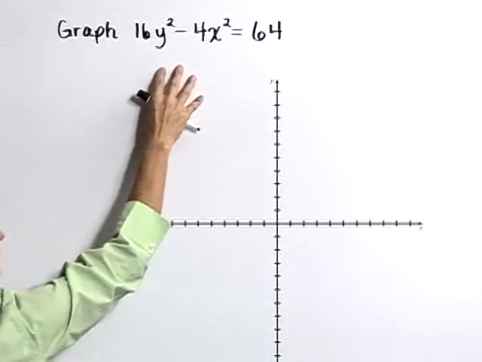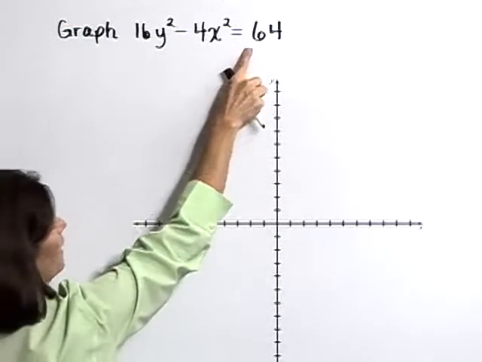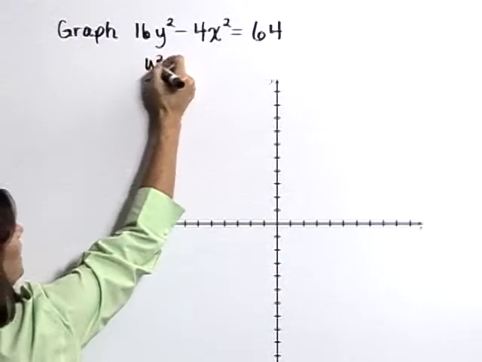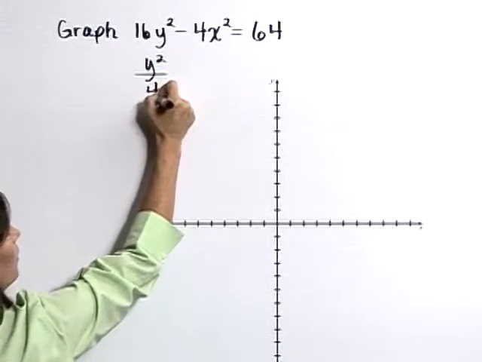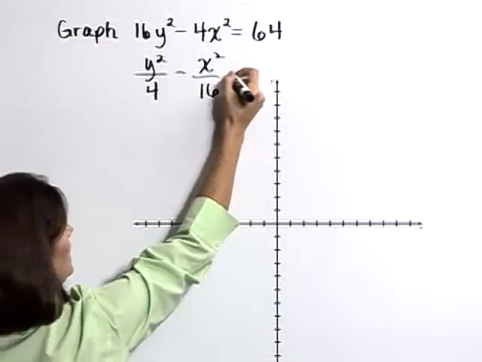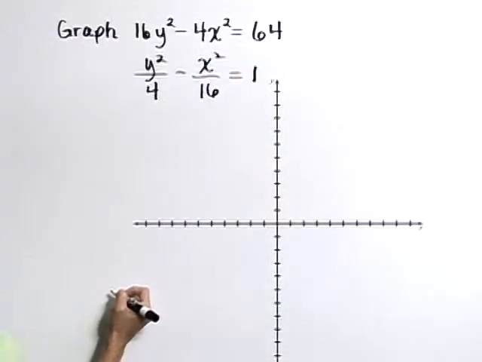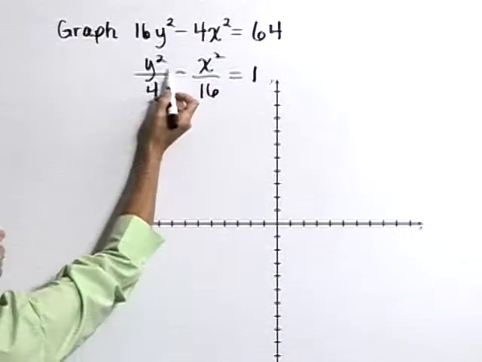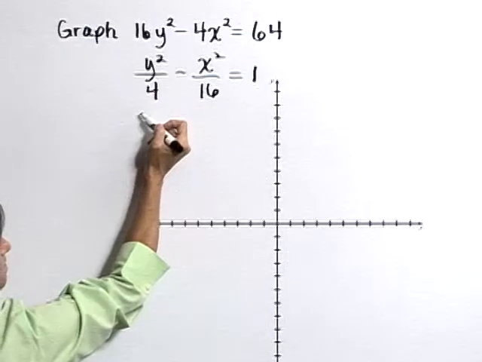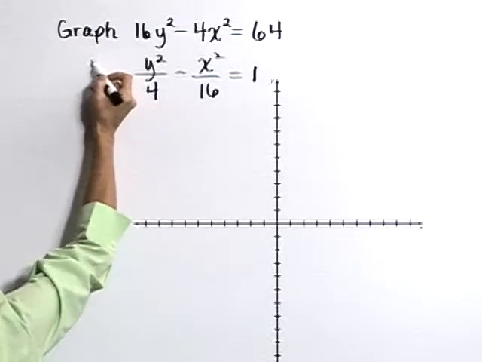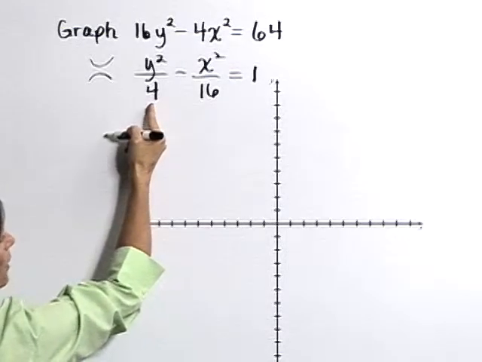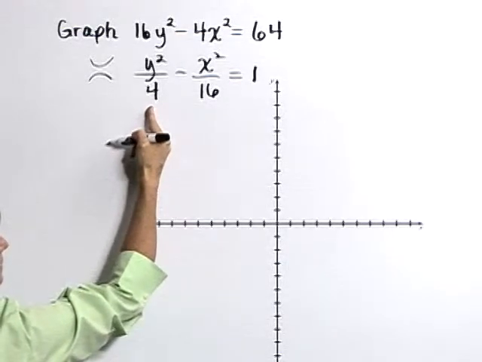Let's start by putting this hyperbola in its standard form by dividing each term by 64. Thus we'll have y squared over 4 minus x squared over 16 is equal to 1. Now, because our y squared term comes first and it's the positive term, we have a hyperbola that's going to open up and down. This 4 is b squared.